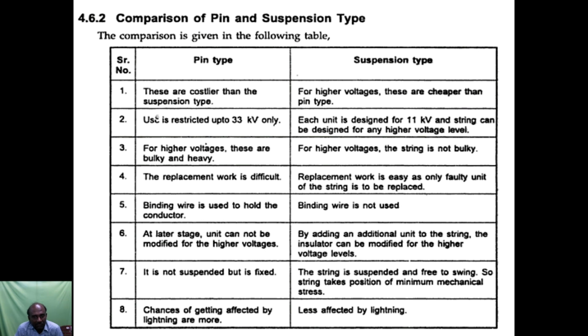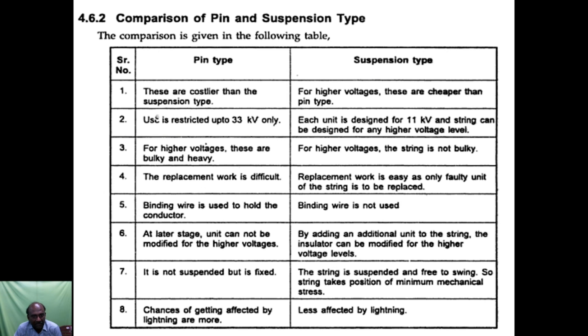Now, comparison of pin and suspension type. Compared with the pin type, how efficient is the suspended type? Pin is costlier for higher voltages, while suspension type is cheaper. Pin types are only for voltage levels up to 33 kV. But here each disc is designed for 11 kV, so by increasing the number of discs, we can go for very high voltages, beyond the 33 kV of the pin type.